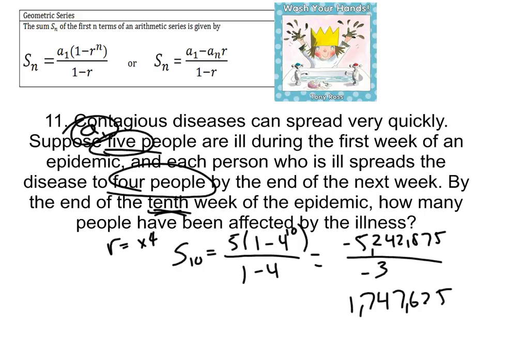So 5 people spread that epidemic to over 1 million in the span of 2.5 months. So when people are wondering how fast Ebola is spreading, there you go.